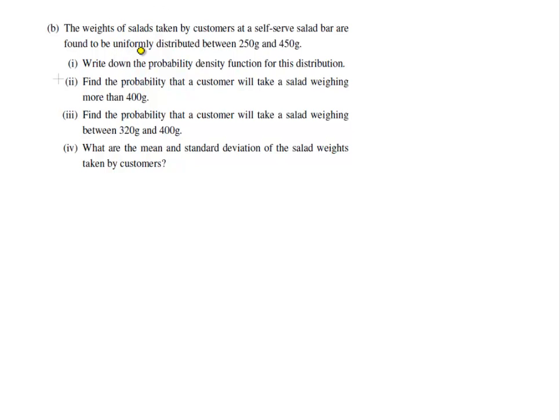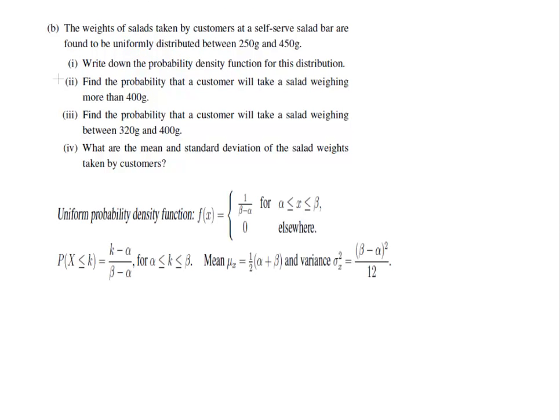Now, first off, just as a quick remark, we're actually told explicitly that this is a uniform distribution. You can't tell otherwise from the question if it is uniformly distributed or not. There's no way you can figure it out. You have to be told explicitly that it is uniformly distributed. So as a result of that, we're going to go to the back of the exam paper and look at the uniform probability density function, and that's what we're being asked here.